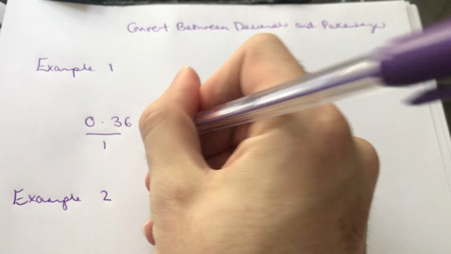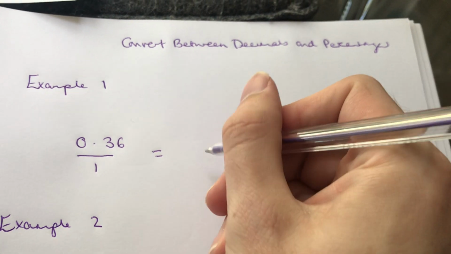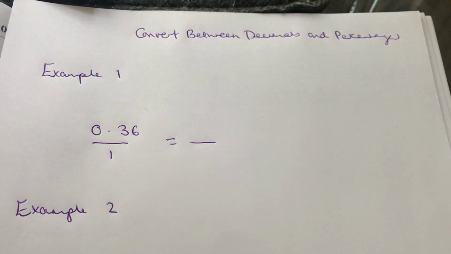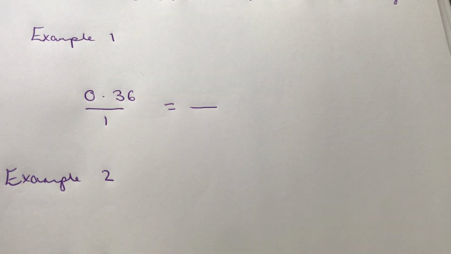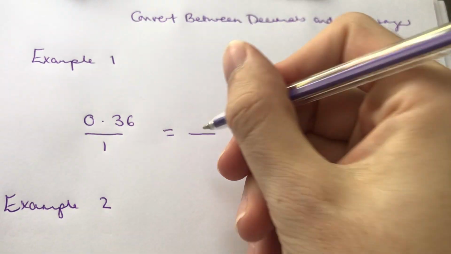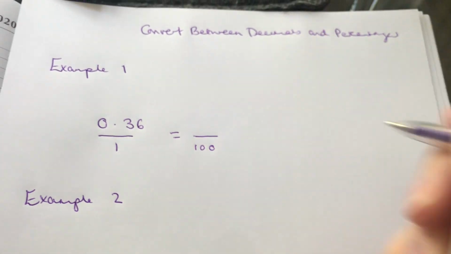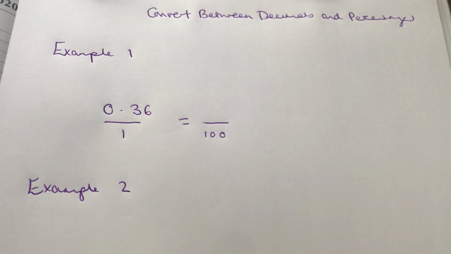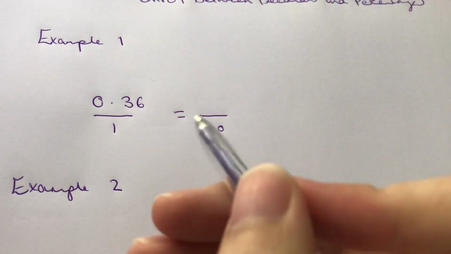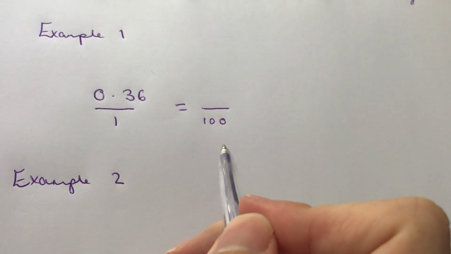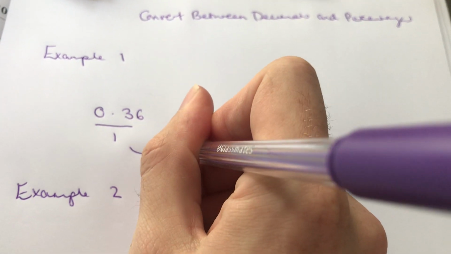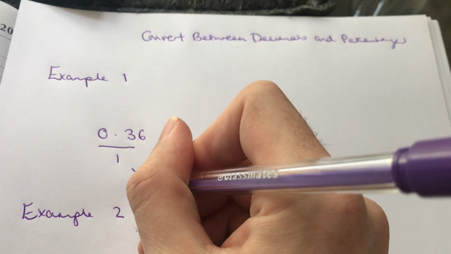Whereas percentages are expressed as part of 100. So percent. If you remember century, that's 100 years. So percent is out of 100. So now we want to find equivalent fractions to 0.36 over 1 that has the denominator of 100. So how can we get from 1 to 100?